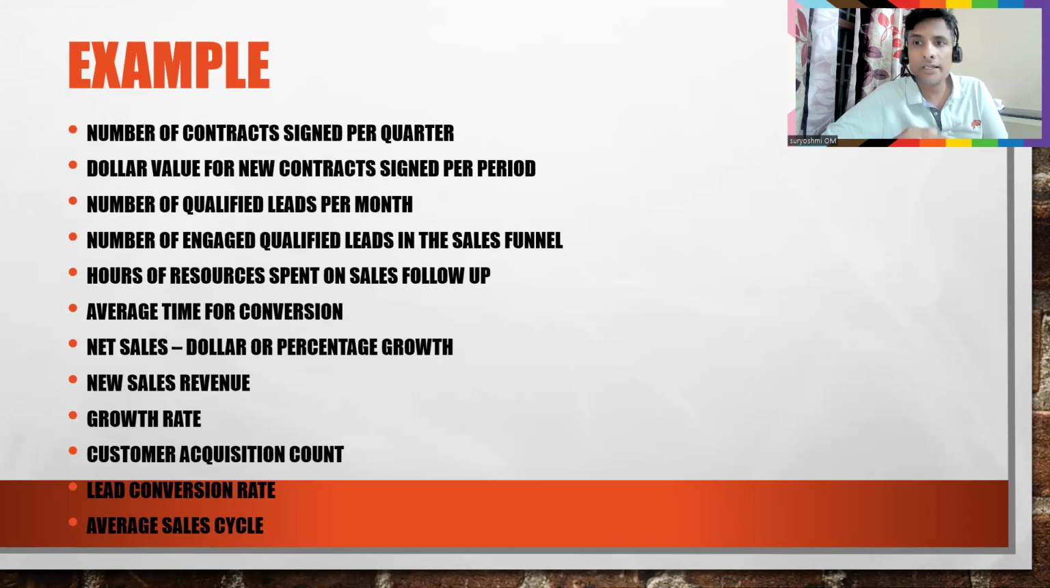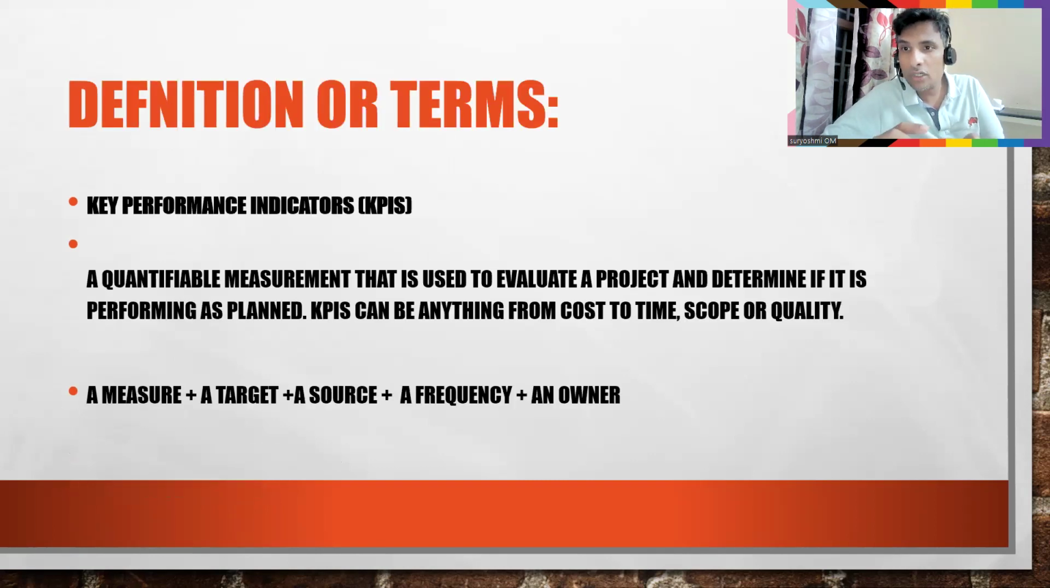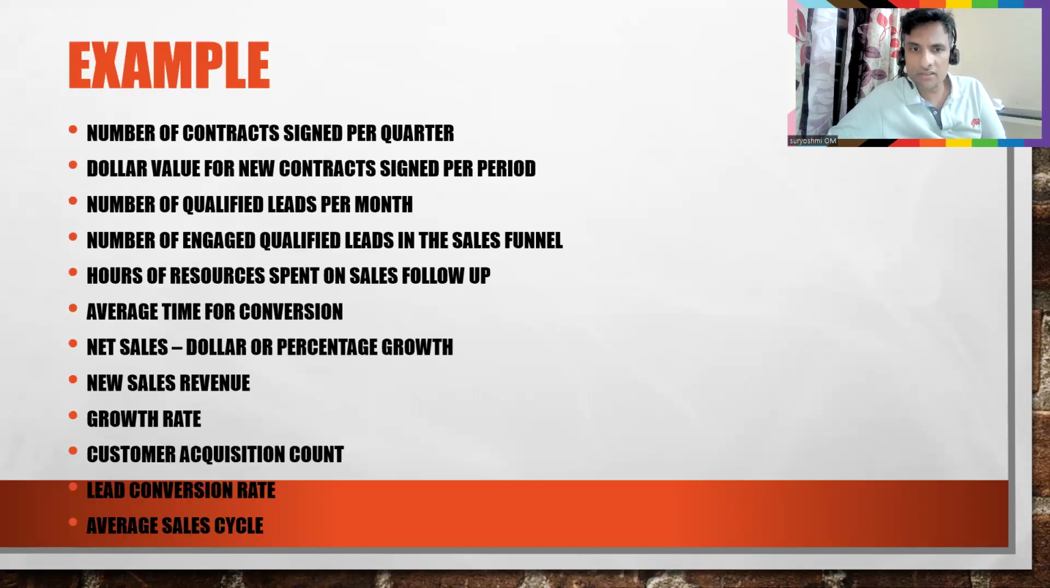You can see this is a typical sales example. Number of contracts signed per quarter is one example. So let's try to apply this one. Number of contracts signed per quarter means a measure: how many contracts? Next year I'm targeting, within 6 months, 60 contracts need to be signed. A target next to next year is like 10%. A source and frequency, the duration, and the vice president of sales or something like that. This is how you have to plan for it.